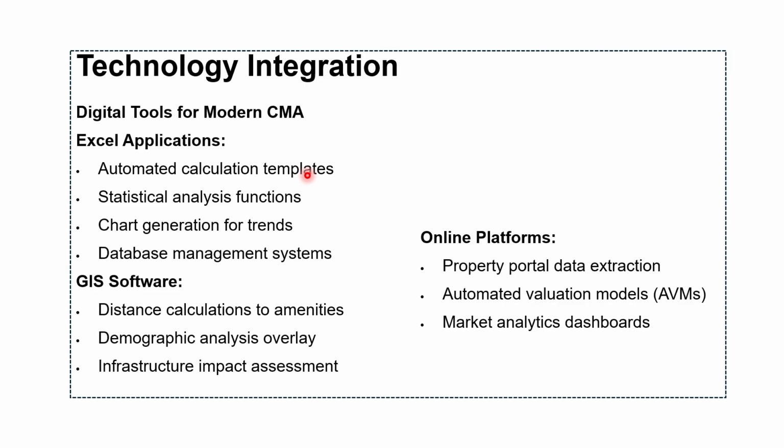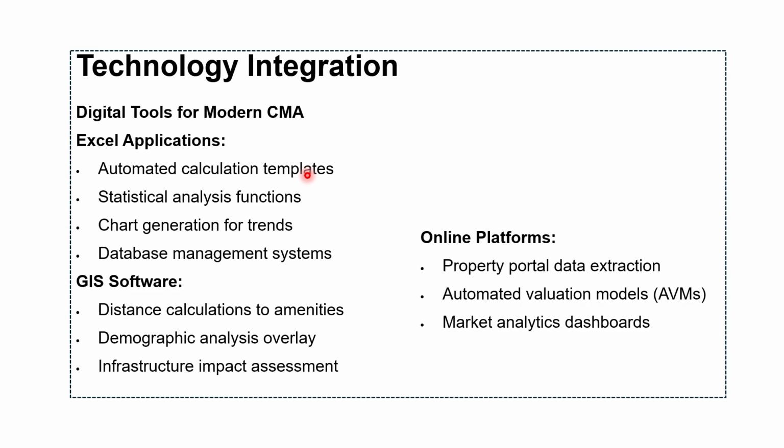Then we have GIS software. So we have distance calculation to amenities. GIS can help us in that regard, that with a particular property, how far it is located from different amenities, because that will definitely impact the prices. Then demographic analysis overlay, that is how the demographic of that area is. So that is also something which is required. That is also an important factor in valuation.